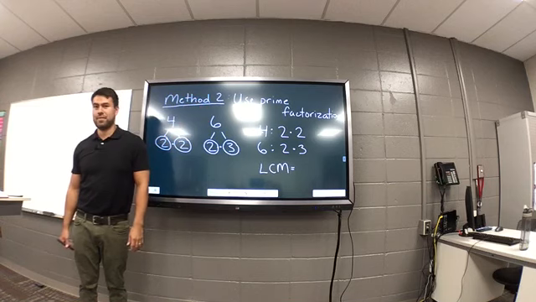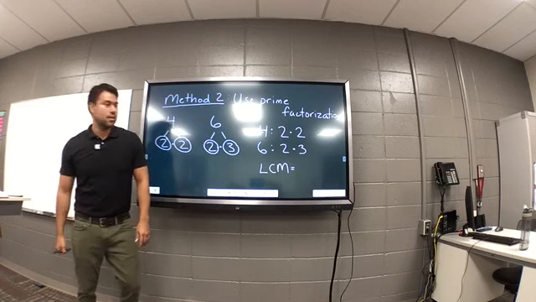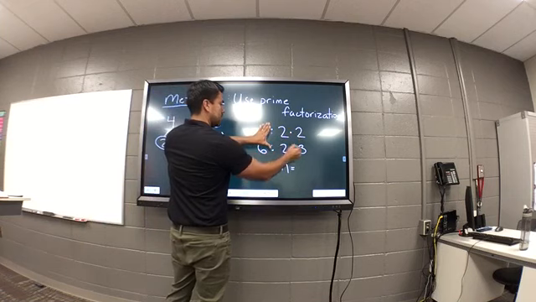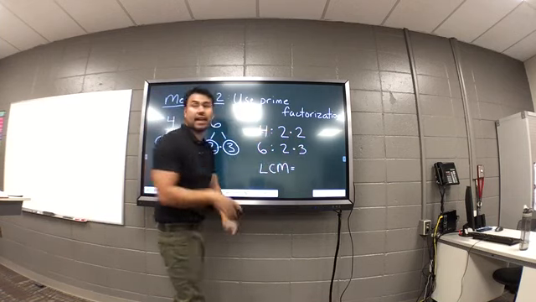Yes, ma'am? So are the unique numbers the numbers that are just there? Yeah, the ones being multiplied. So 2, 2, 2, 3. There are 2 unique numbers, 2 and 3. And I gave this illustration.